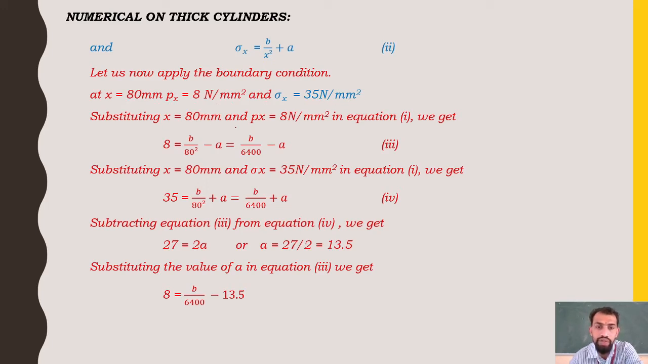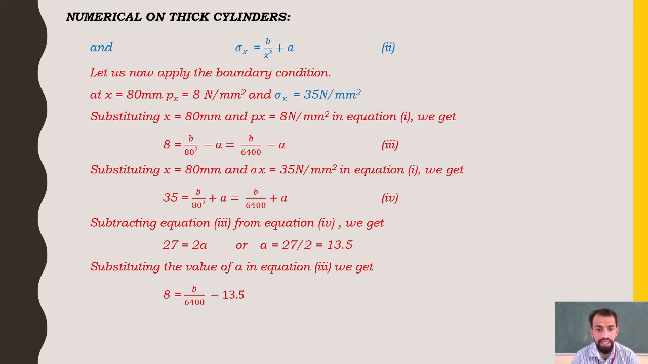Substituting x equals 80 mm and Px equals 8 Newton per mm square in equation number 1, we get 8 is equal to b by 80 square minus a, so b by 6400 minus a as the third equation. Substituting x equals 80 mm and sigma x equals 35 Newton per mm square in equation number 2, we get 35 is equal to b by 80 square plus a, so b by 6400 plus a as the fourth equation.